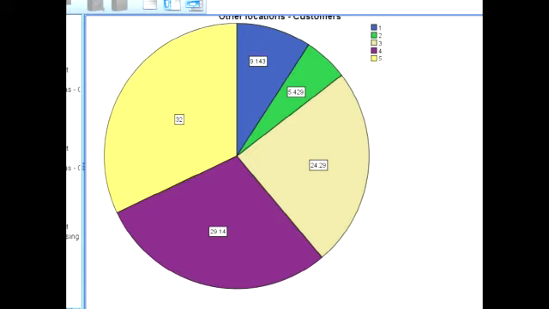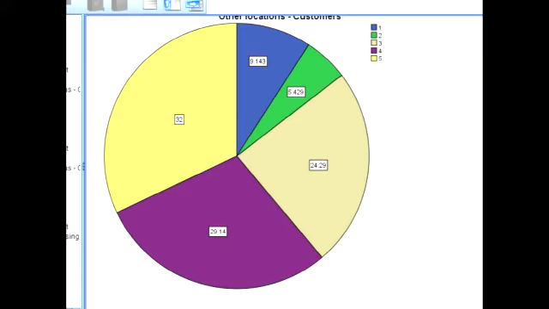A pie chart, also called a circle chart, is one way to display a frequency table graphically. The graphic consists of a circle that is divided into slices. Each slice represents one of the variable's categories. The size of each slice is proportional to the frequency of the value.